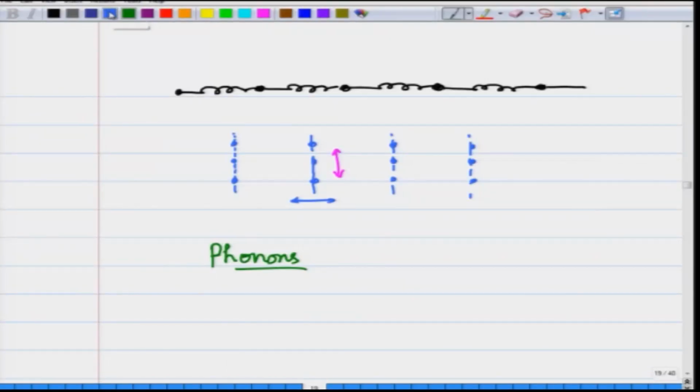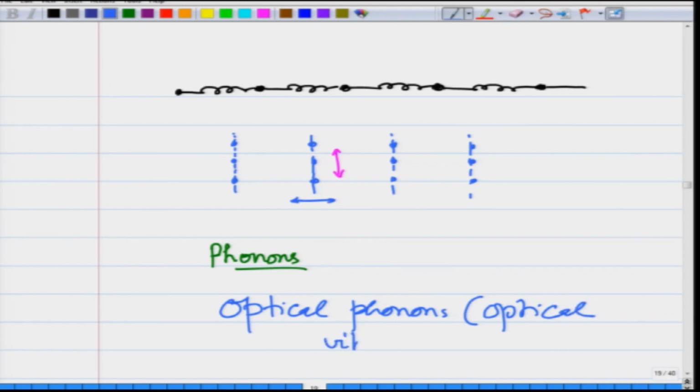But before that, I need to also tell you about a different kind of phonon, and that is known as optical phonons or optical vibrations. I keep writing vibrations so that you realize that phonons are nothing but these quanta of these vibrations.